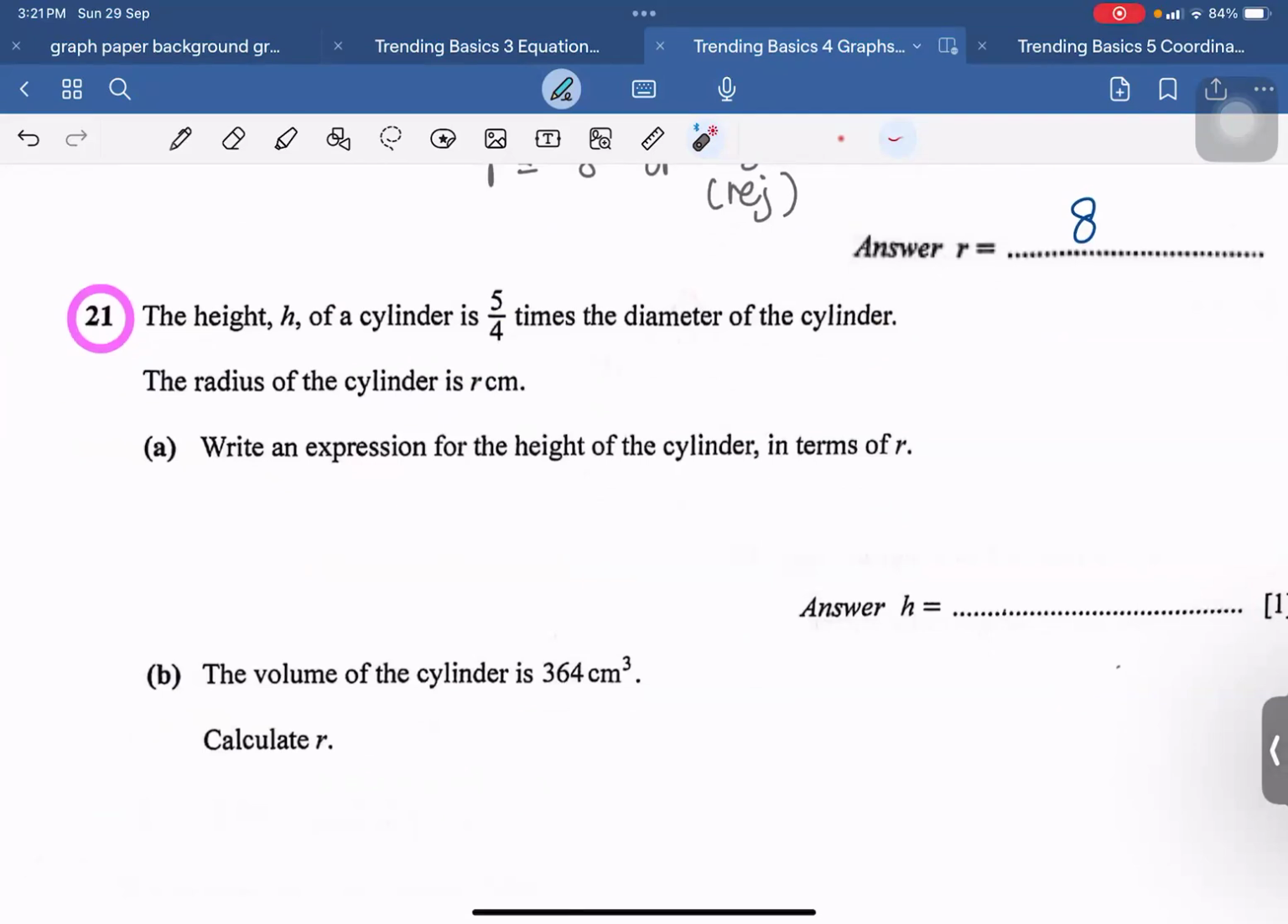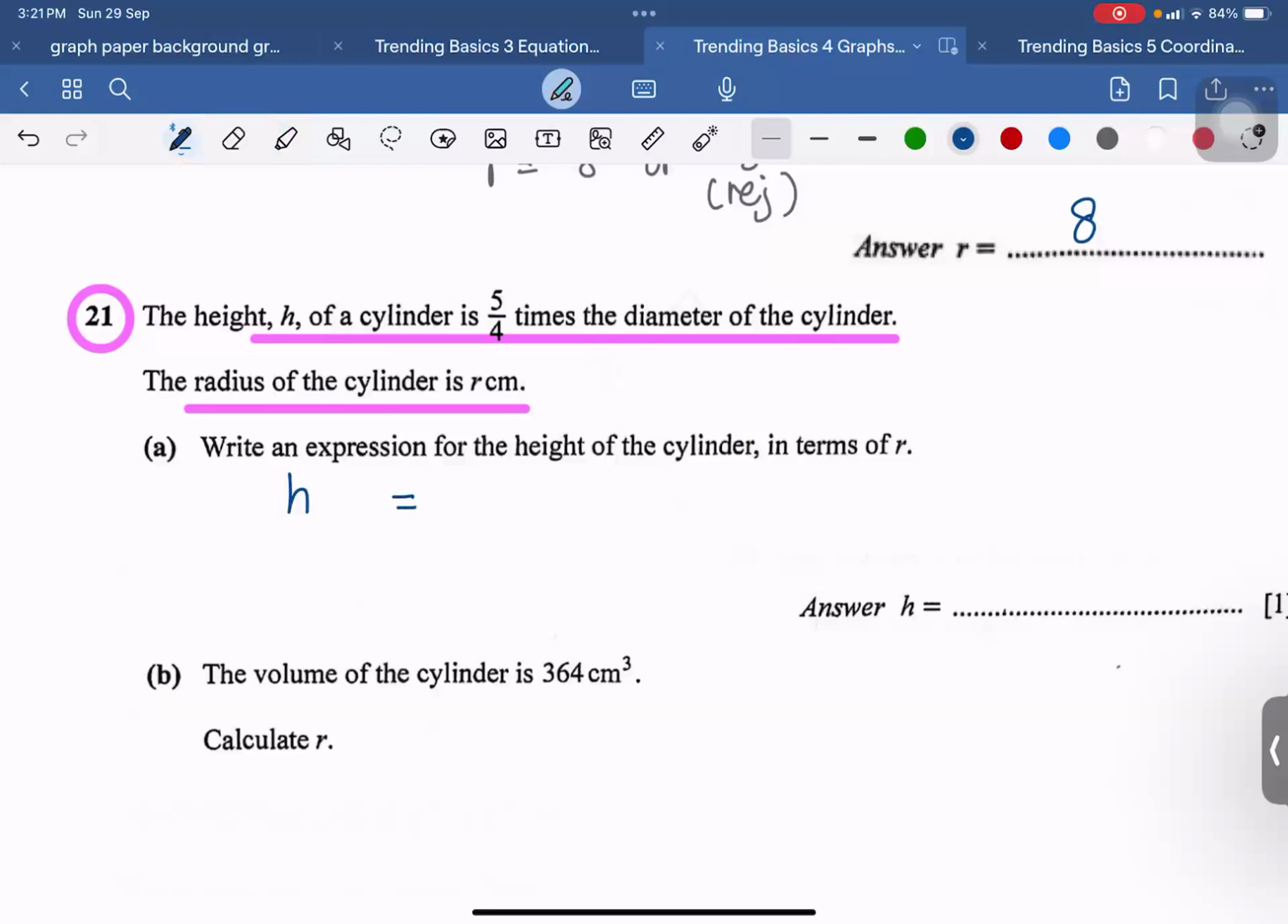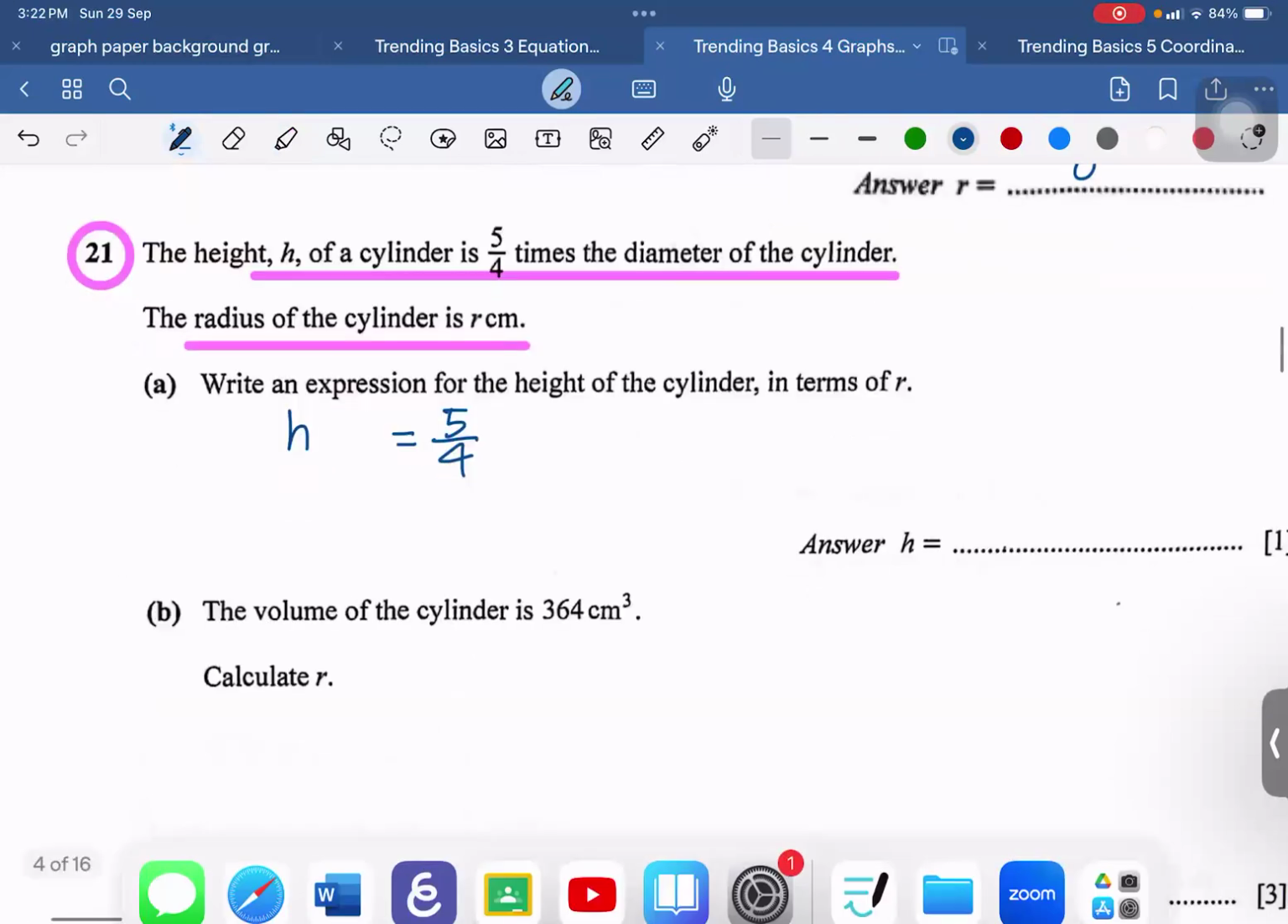Okay, this question now. The height of a cylinder is 5/4 times the diameter of the cylinder. When they give you this kind of statement, straight away write ratio or write some algebra or let, okay, height equals to 5/4 times the diameter of the cylinder. But they want radius. The question asks you for radius. So if they give you the radius, I go back there, I replace this statement. I write it down as height equal to, is means equal, right? Equals to 5/4.